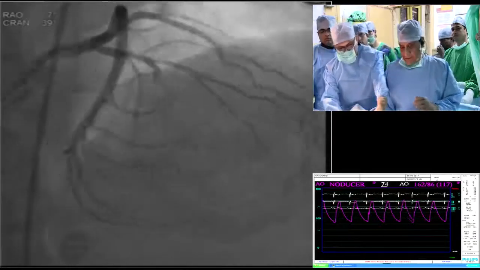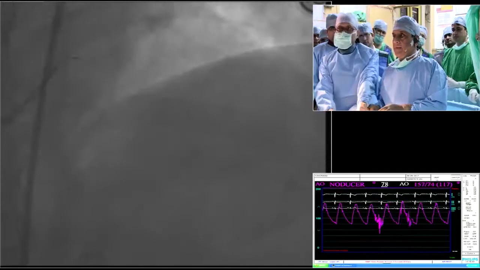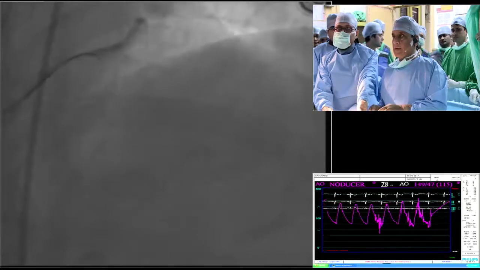So we have engaged. It's a 6 French guide, EBU. The plan today is to revascularize with the wire first, then decide which stent. But we actually have the Miras available for this particular case.